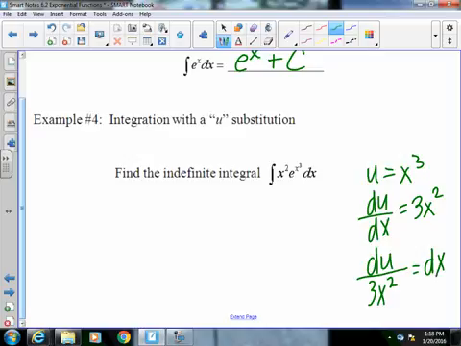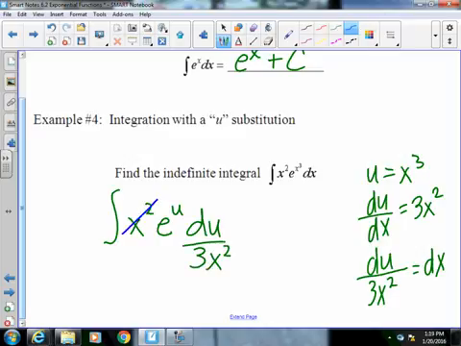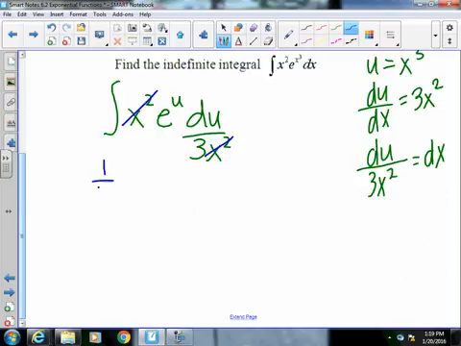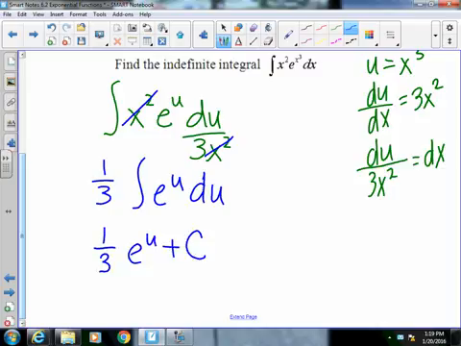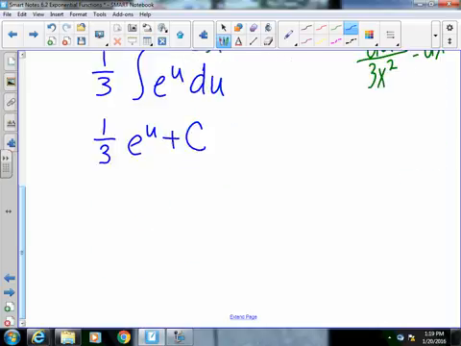So now let's plug in what we know. We've got the integral of x squared e, instead of x cubed, I'm going to put my u because u equals x cubed. dx is now equal to du over 3x squared. If you watch closely, my x squared will cancel out, and I can pull my 1/3 out front because it's a constant. At this point, we can antiderive. The antiderivative of e to the u is e to the u. Indefinite, so we need a plus c, but we can't leave a u in our answer, so really we've got 1/3 e to the x cubed plus c as our answer.